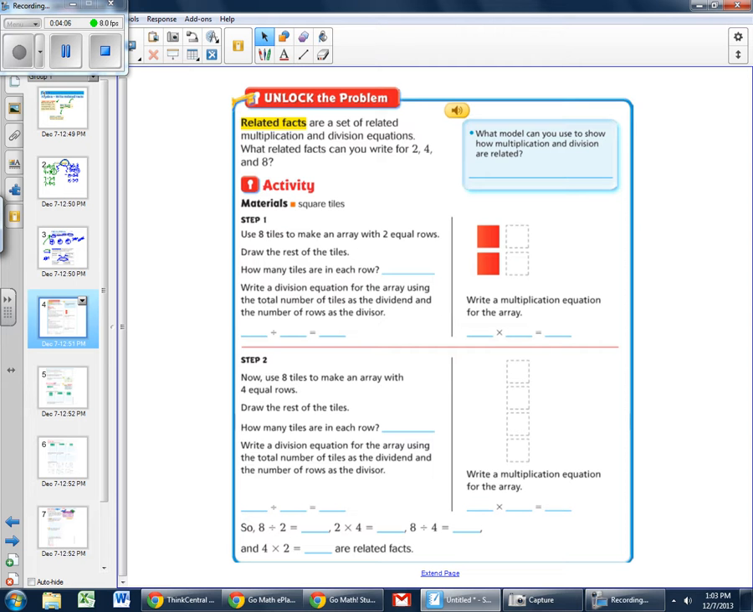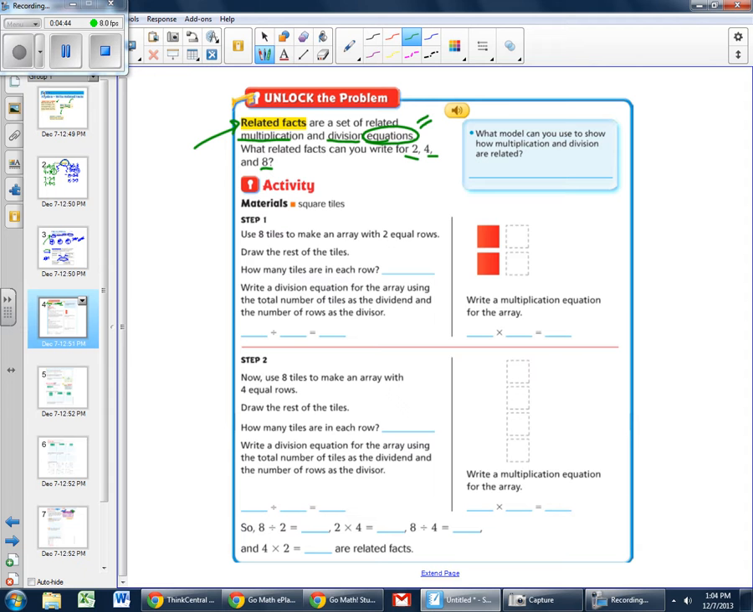Okay, our first journal math book page, you should be on page 239 in your Go Math book. And we are going to start by unlocking the problem with related facts. There's our vocabulary word. Related facts are a set of related multiplication and division equations. Remember, an equation is anything that has the equal sign in it. What related facts can you write for 2, 4, and 8? So there's your 3 numbers that they're going to use in this, just like we did before.